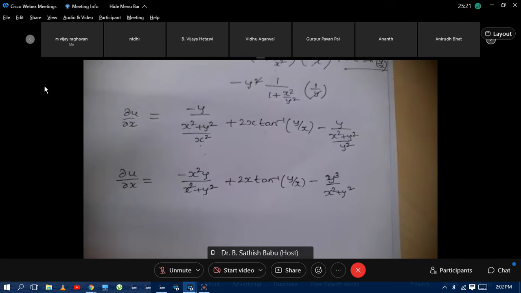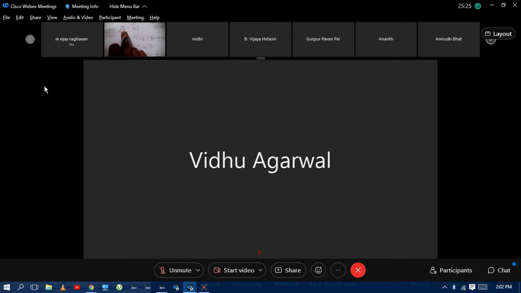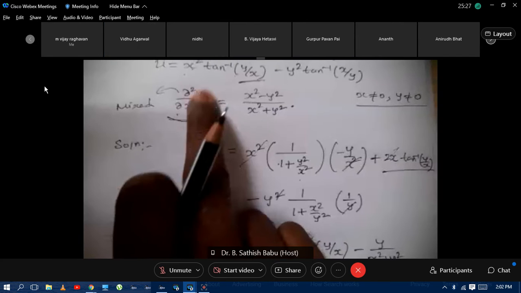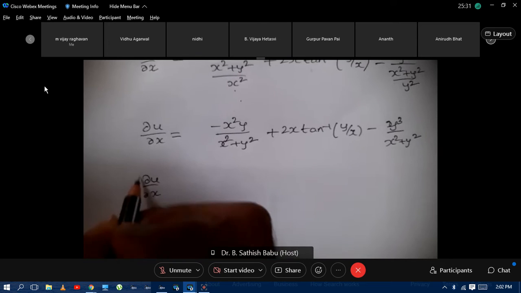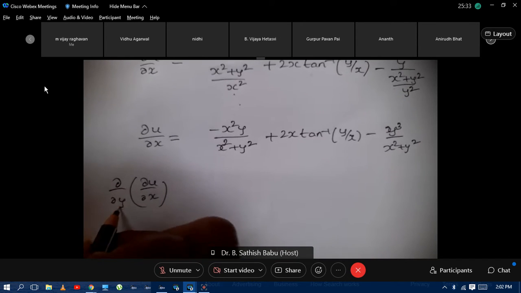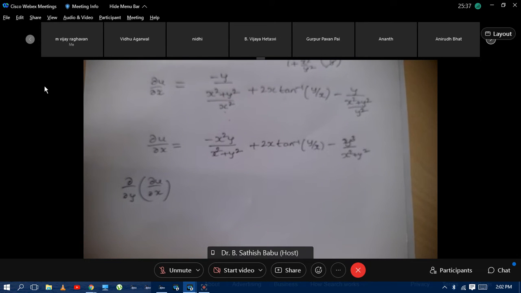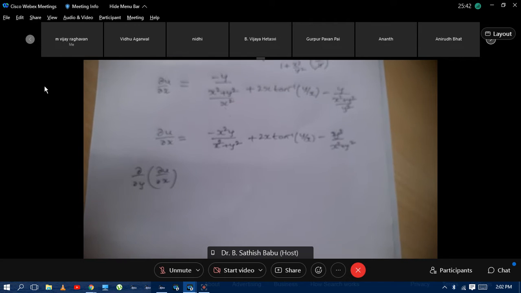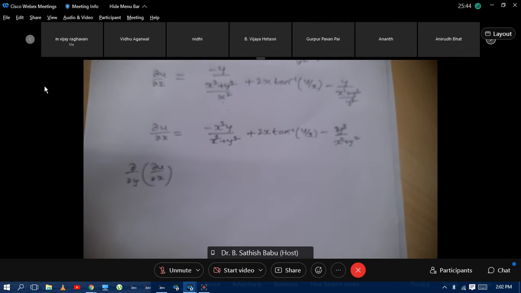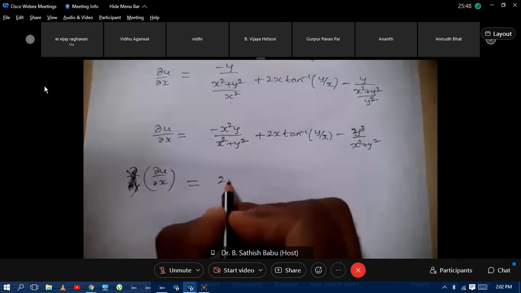Shall I go to the next differentiation, mixed partial derivative? Because I have found dou u by dou x now. If I differentiate this again with respect to y, I will get that mixed partial derivative. But I won't differentiate right now. I will try to simplify further.